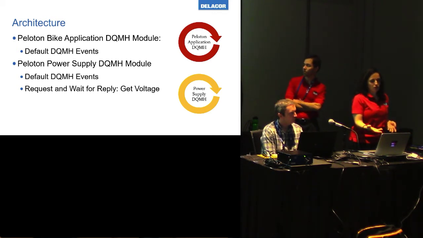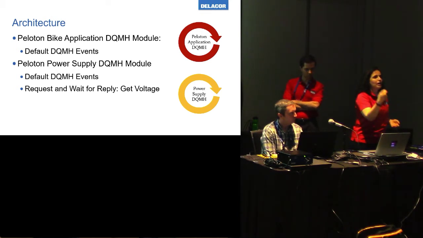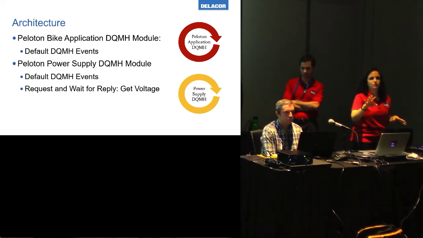And it is a request and wait for reply because we are asking it for the voltage, waiting to get the voltage. If the voltage is not what we want, there's no need of continuing the rest of the test because that means the bike is not on. So that's why we decided to make that a request and wait for reply. Any questions so far? No?